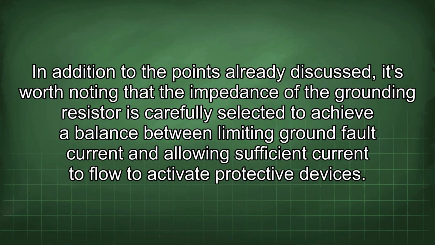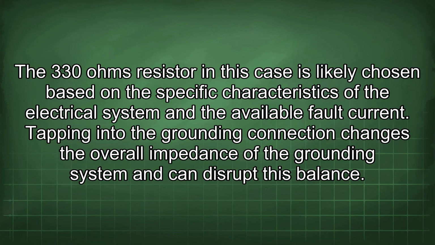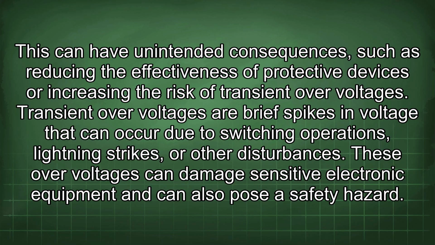In addition to the points already discussed, it's worth noting that the impedance of the grounding resistor is carefully selected to achieve a balance between limiting ground fault current and allowing sufficient current to flow to activate protective devices. The 330 ohm resistor in this case is likely chosen based on the specific characteristics of the electrical system and the available fault current. Tapping into the grounding connection changes the overall impedance of the grounding system and can disrupt this balance. This can have unintended consequences, such as reducing the effectiveness of protective devices or increasing the risk of transient overvoltages.